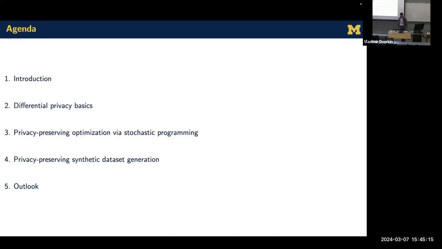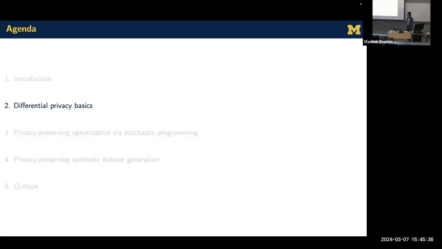All of that will be based on the notion of differential privacy. We'll first talk about the definition of privacy, and then overview two works of ours. One is on privacy-preserving optimization by means of stochastic programming, and the second is on synthetic dataset generation. How many of you have worked with differential privacy before, by the way?